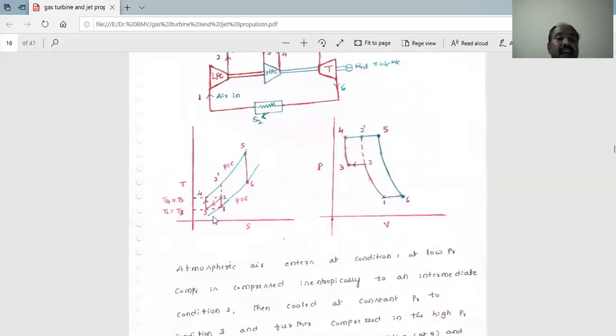In the TS diagram, T1 is equal to T3 because the intercooler is there. Once again, it is brought back to the initial temperature. Then T4 is equal to T2. Like that only you should write down the TS diagram.